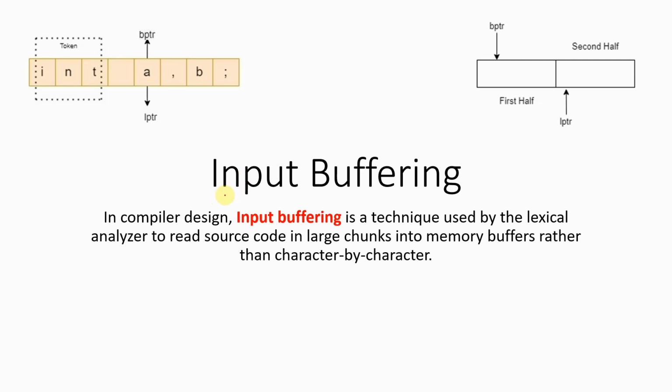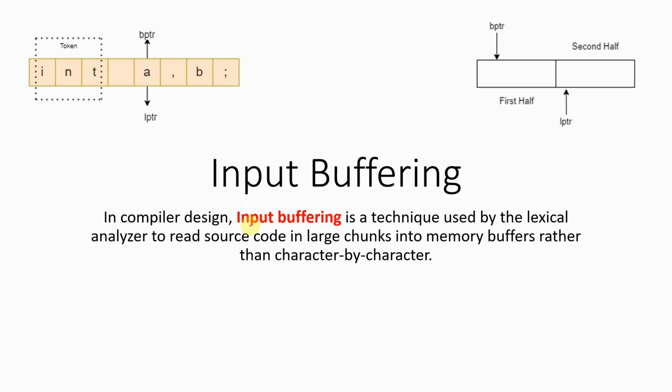Hi all, in this video we are going to see the concept of input buffering in compiler design. As you are aware, a compiler is used to convert a high level language into machine level language code. In compiler design, the lexical analyzer is the first phase, which converts the source code into tokens. Basically, it reads character by character for the conversion. While doing that, we have to use a single system call for each and every character.